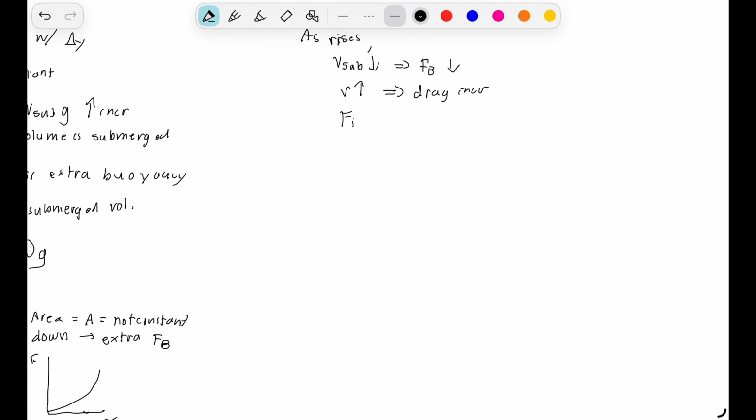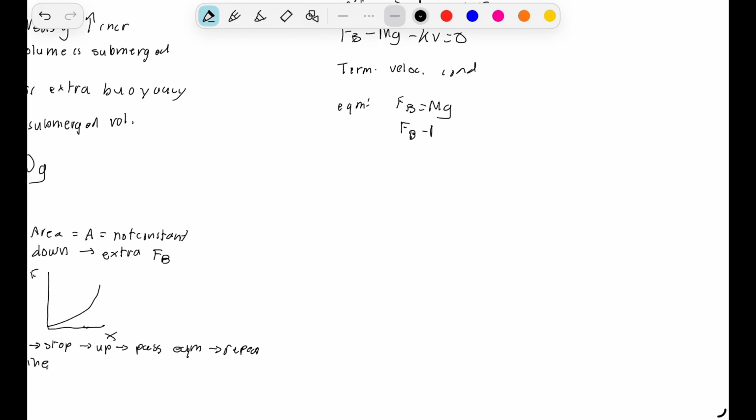So then eventually you get FB minus mg minus kv is equal to 0. That's the terminal velocity condition. Our equilibrium occurs when FB is equal to mg. So at that point, FB minus mg is equal to 0, so velocity must be 0 at your equilibrium. That means the sphere doesn't reach terminal velocity before equilibrium.